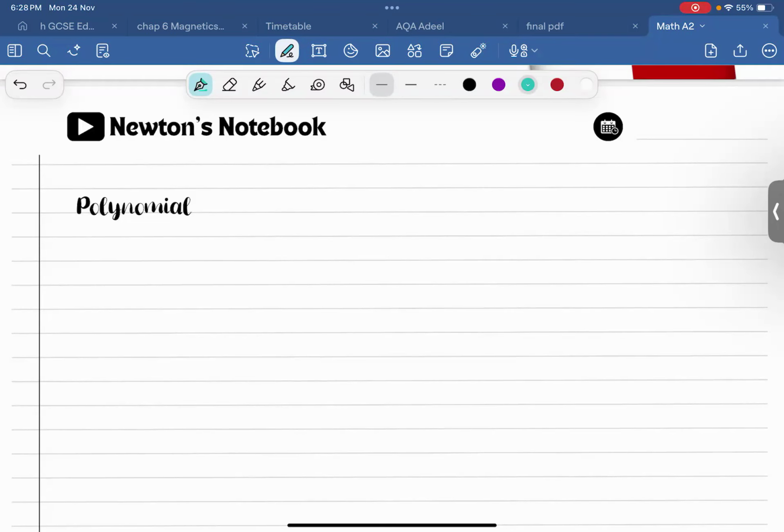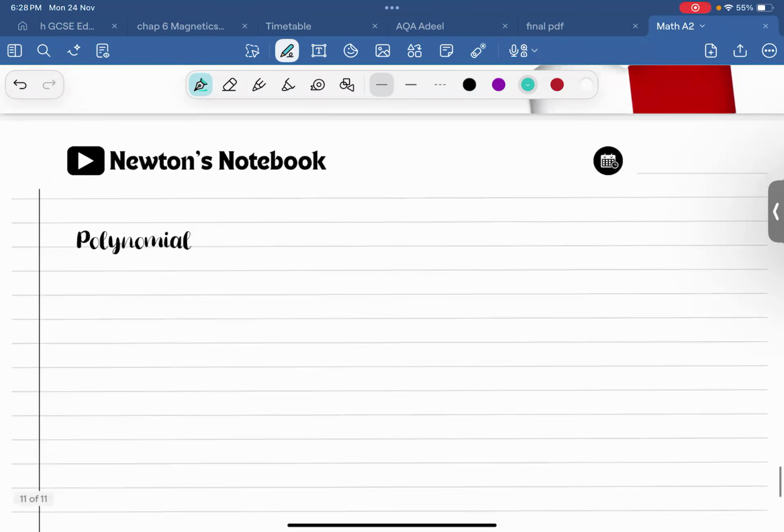So a polynomial is supposed to be any equation that contains more than two terms, okay? Because poly means more than two and nomial means terms, right? So we say that any equation that contains more than two terms, right? Are what we call the polynomials, right?